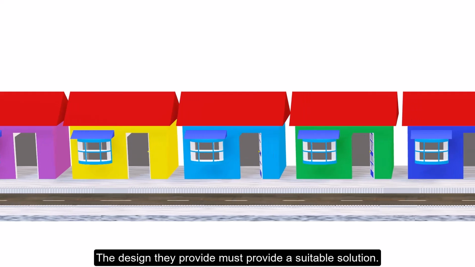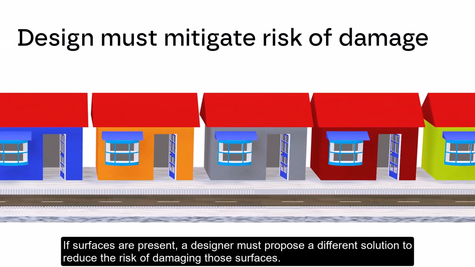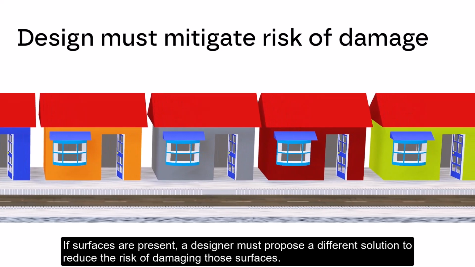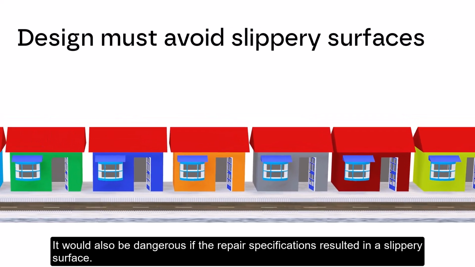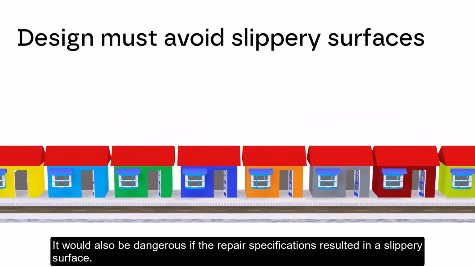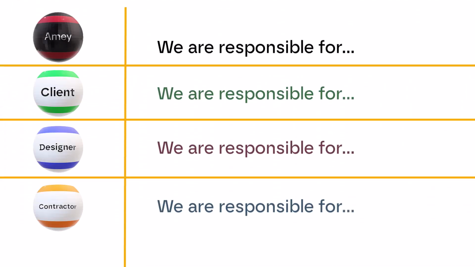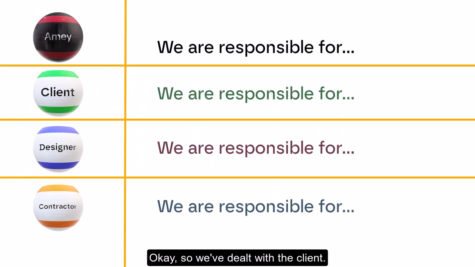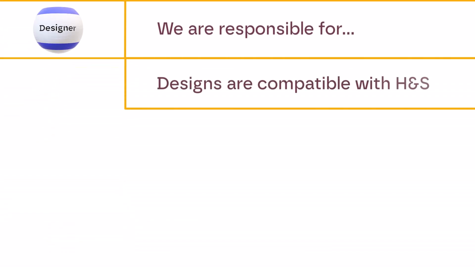The design they provide must provide a suitable solution. If services are present, a designer must propose a different solution to reduce the risk of damaging those services. It would also be dangerous if the repair specifications resulted in a slippery surface. And that's just about it for the client. Okay, so we've dealt with the client. Who's next? Next up is the designers.